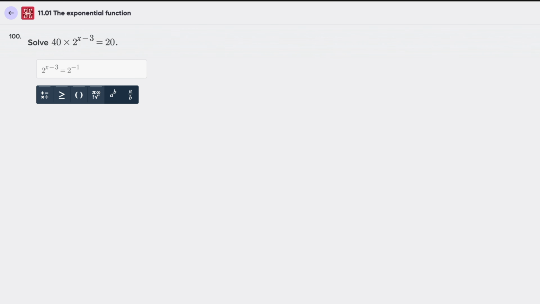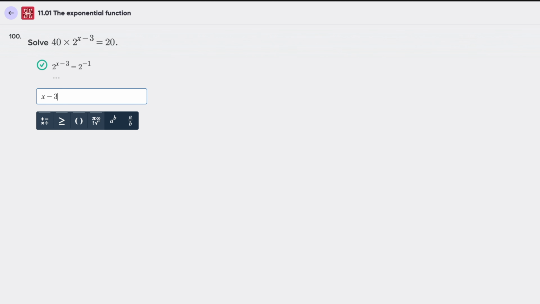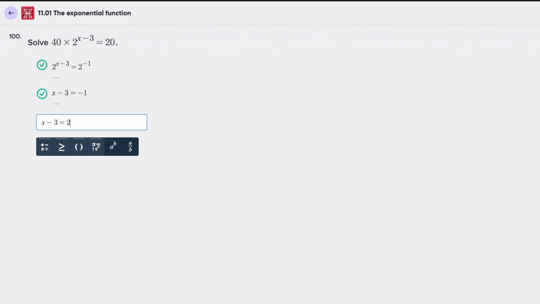x minus 3, so now we've already got our equation. x minus 3 is equal to -1. -1 plus 3 is 2. So x is equal to 2.